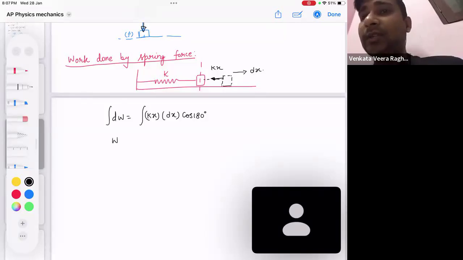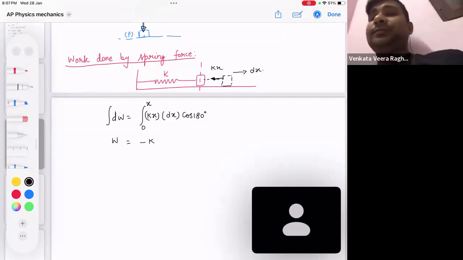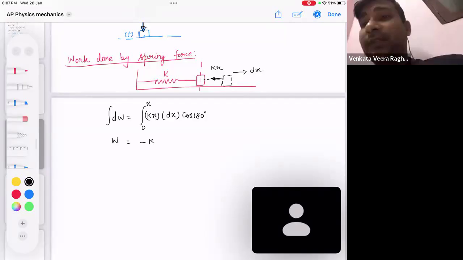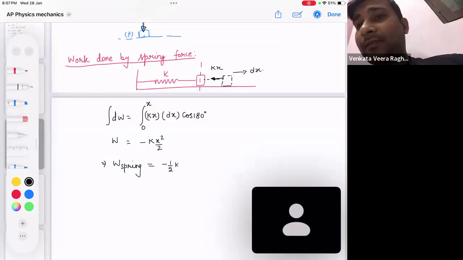To get the total work done, what should we do? Let's say initially there is no elongation, that means 0, and finally the elongation is x. So cos 180, if you write it, minus will come outside, k outside. And if you integrate x dx, you are going to get x square by 2. So the work done by spring is coming as minus half k x square.